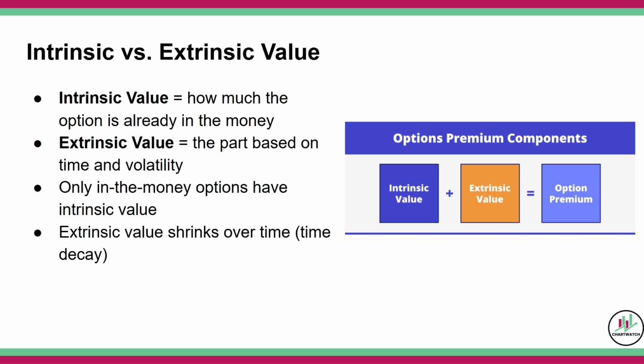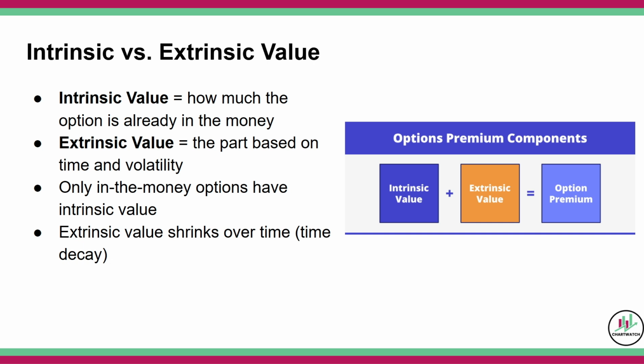The second term is called the extrinsic value, and this is the extra part of the money. It comes from time, market expectations, and volatility, and it reflects the idea that even if the option isn't in the money yet, it could still get there before expiration. That possibility is worth something, and that something is the extrinsic value.